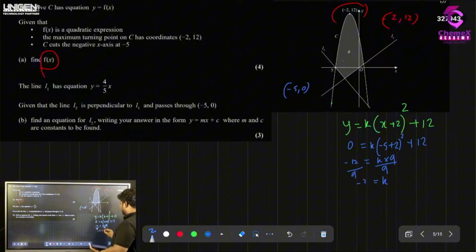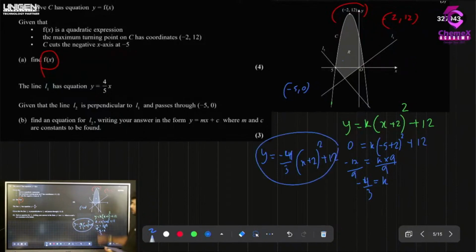So minus 4 over 3. Then I can write the equation as minus 4 over 3, bracket x plus 2 squared, plus 12. Understood or no? That's the equation of the n-shaped line. Do you understand or no?